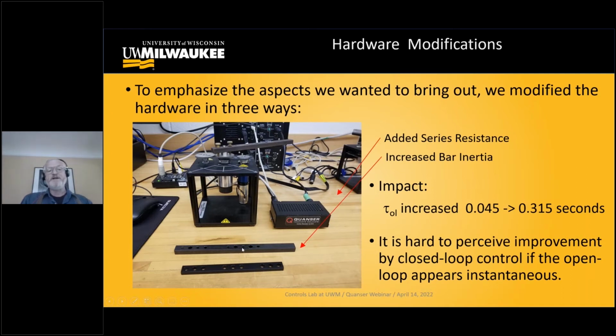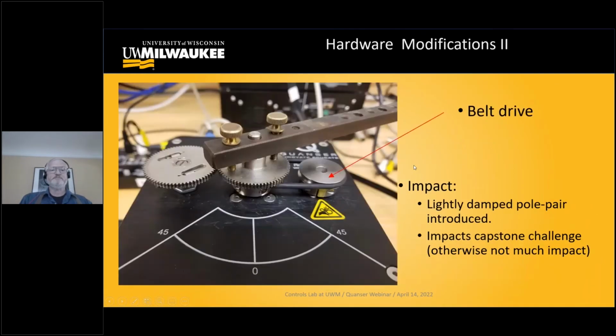The new one is steel. The original one is aluminum. And we get a 6 or 7 to 1 increase in the inertia. So the combined effect of those two changes is this increase in the time constant.